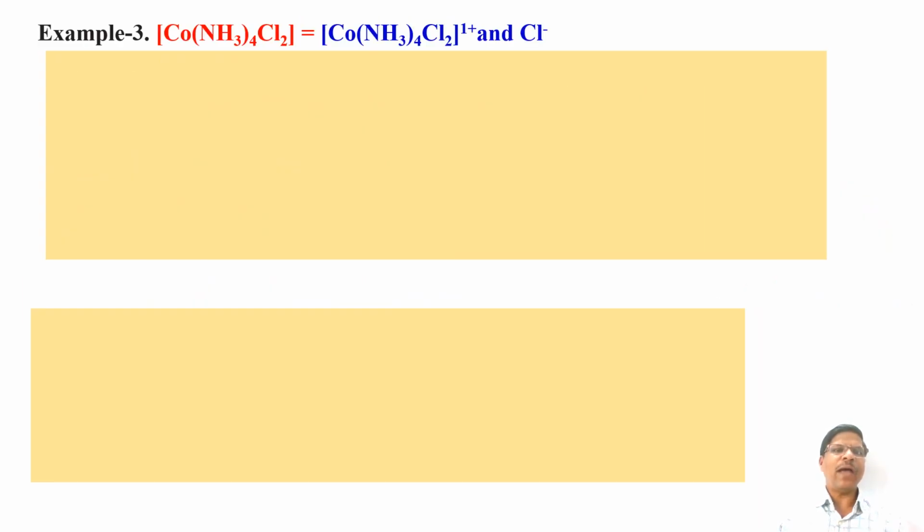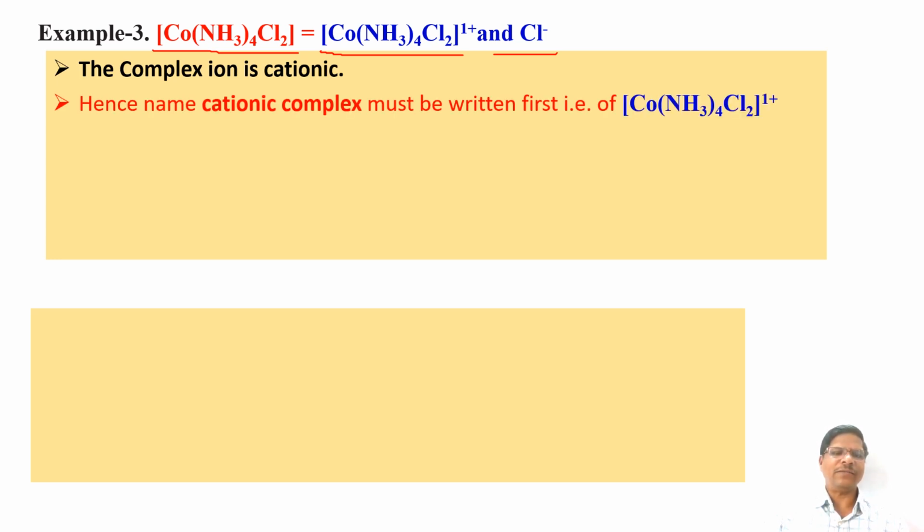The next example we have is [Co(NH3)4Cl2]Cl. If you see, [Co(NH3)4Cl2] is the cationic complex ion, and Cl-, the anion, is ionically bonded to it. So in this case, we will name the complex ion first.